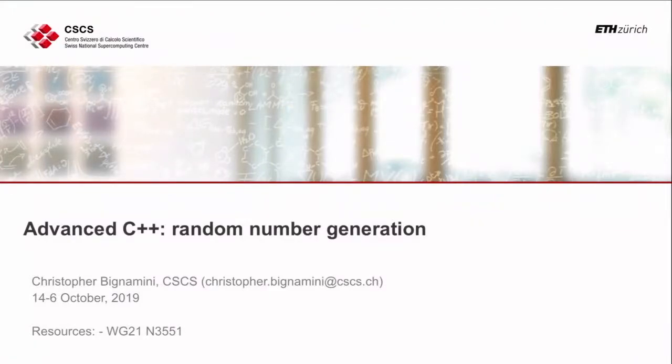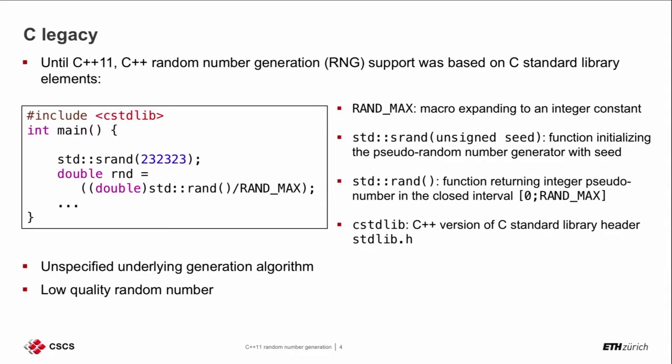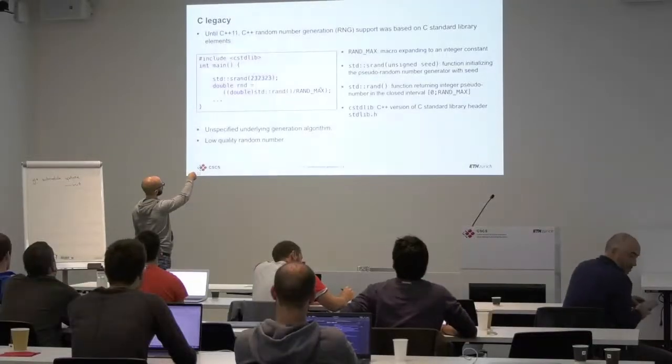Okay, so as I was saying before, before C++11, the support for random number generation in C++, unless you were doing it using some external library, was based on the C standard library. So I think that more or less every one of you has seen something like this.